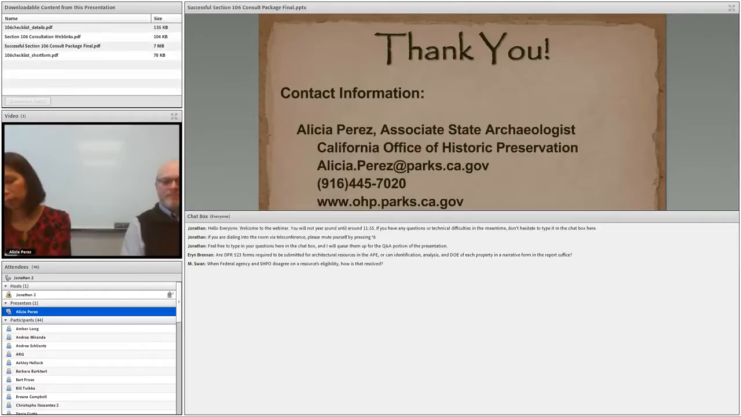Okay, and the second question. When a federal agency and SHPO disagree on a resource's eligibility, how is that resolved?